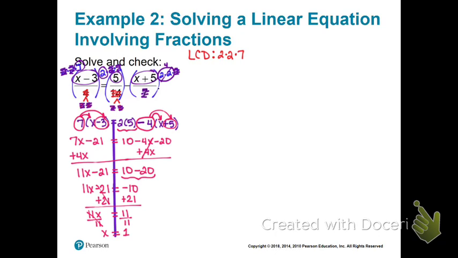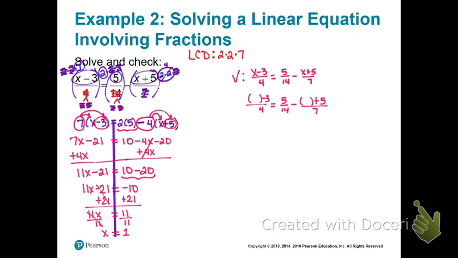But we have to check it. Don't be intimidated by the fractions. First thing I'm going to do is rewrite the problem because I did a lot of scratching out. So it was x minus 3 over 4 equals 5 over 14 minus x plus 5 over 7. All right, and so I'm going to go ahead and build my skeleton. x minus 3 over 4 equals 5 over 14 minus x plus 5 over 7.